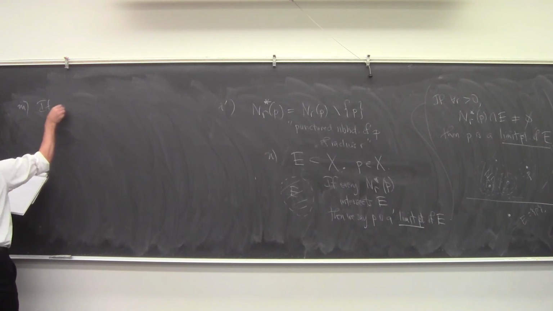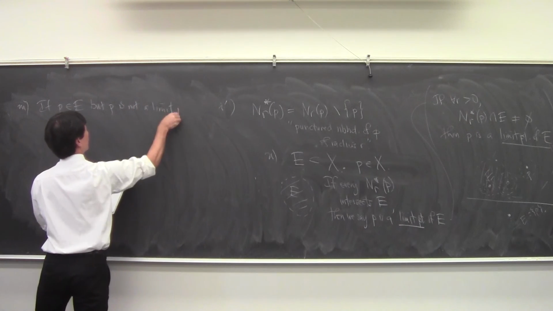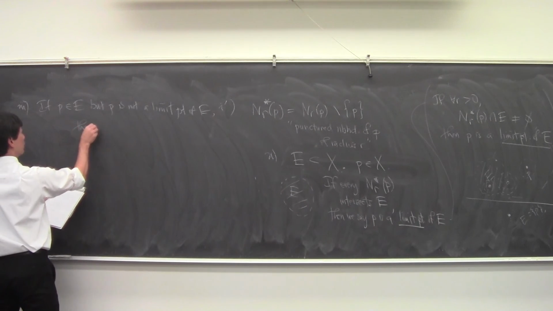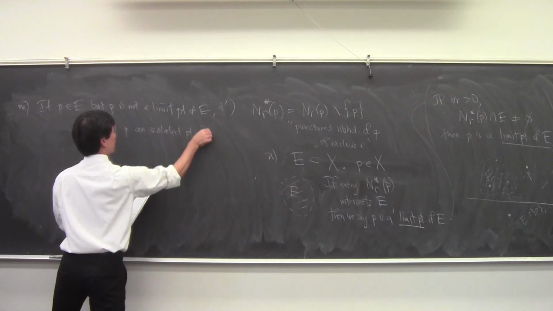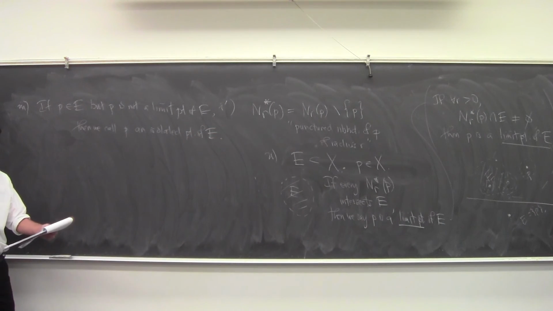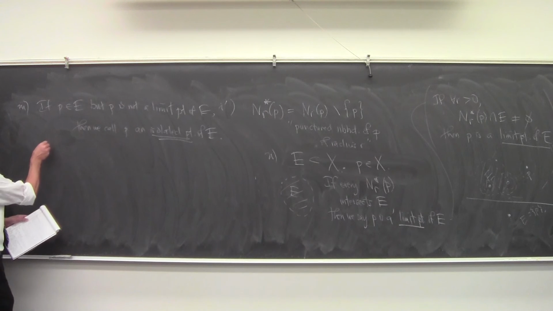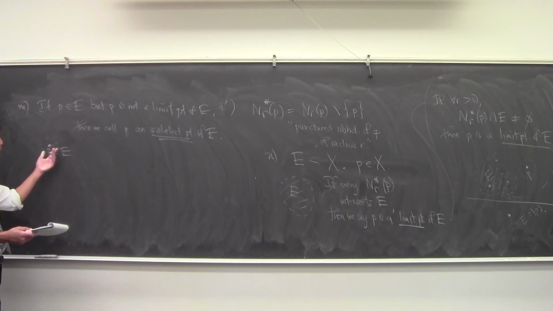Number three, if P is in E, but P is not a limit point of E, then we call P an isolated point. Because that means that this point is in the set, but there's some punctured neighborhood that doesn't intersect E, right? There's some distance where this guy has nobody in E in his neighborhood. He's a loner. There's nobody from E in that punctured neighborhood.